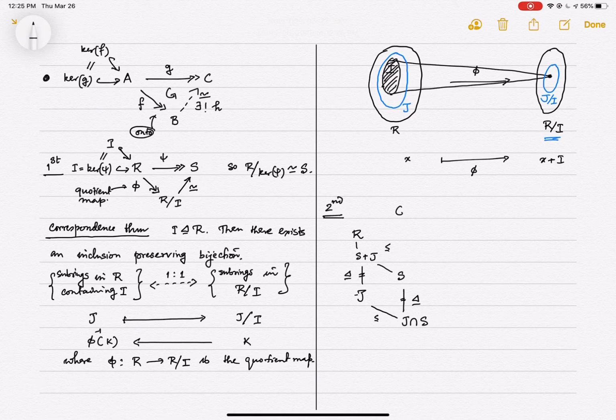So given J an ideal in R and S a subring of R, we have S plus J mod J isomorphic to S mod J intersect S. Okay.